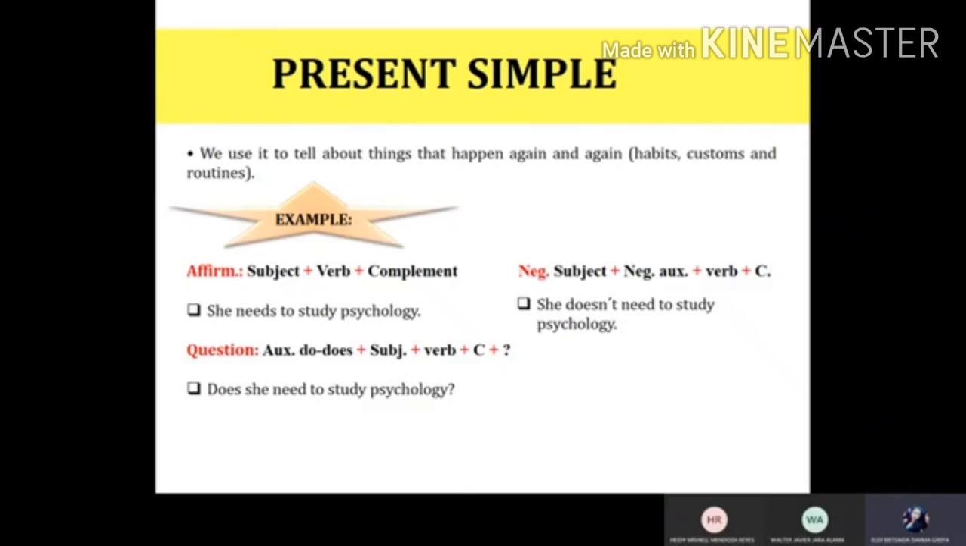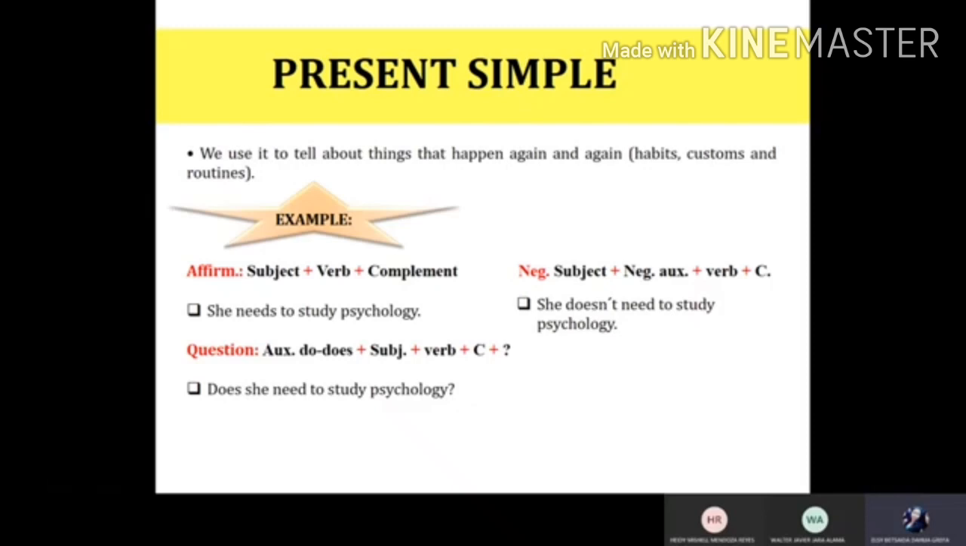The structure in affirmative form is the next: subject plus verb plus complement. For example, she needs to study psychology. In the negative form: subject plus negative auxiliary plus verb plus complement. For example, she doesn't need to study psychology.